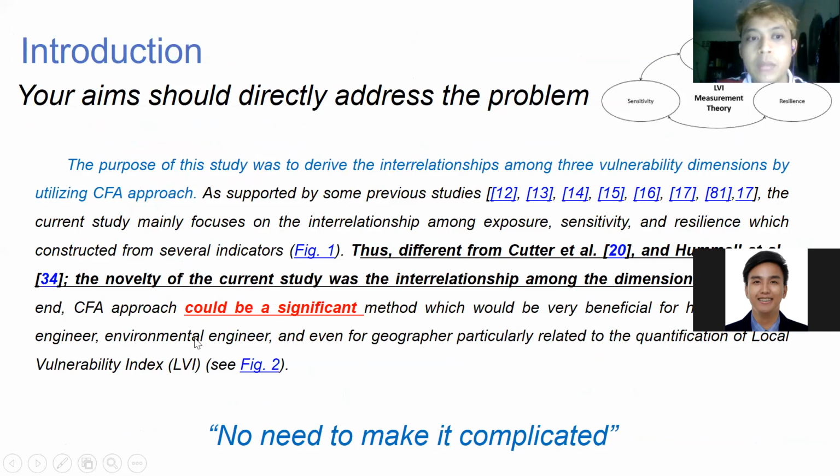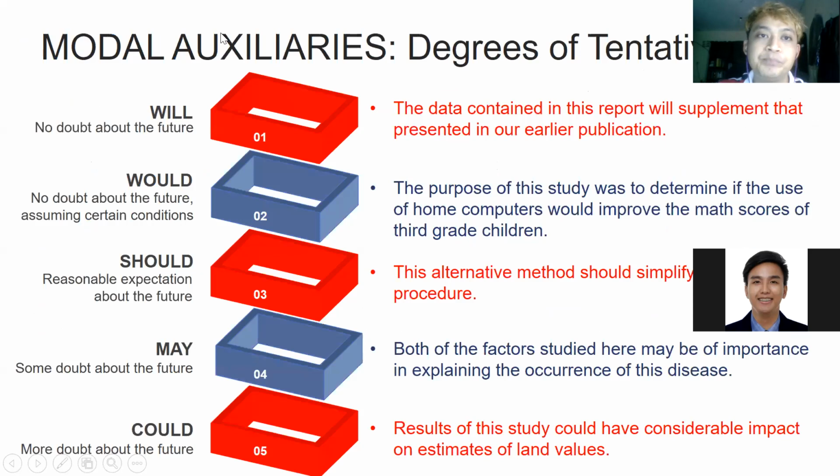For example, "This study will change the world." Are you sure your study will change the world? Not really, unless you are the first person who can find the medicine for COVID-19, then you can say that. It's very rare for someone in our field, in engineering for instance, to say "will." So be careful with the modal auxiliaries. This is actually the degree of tentativeness.